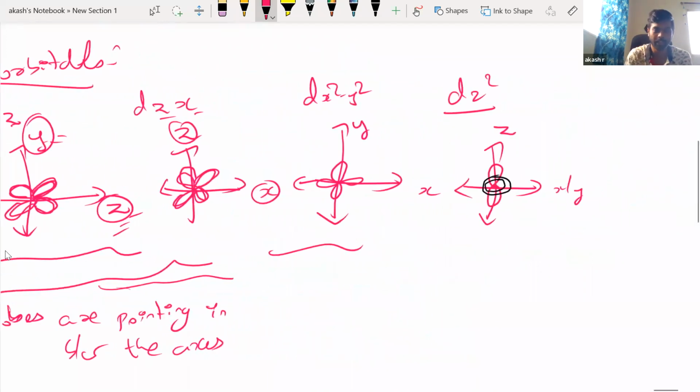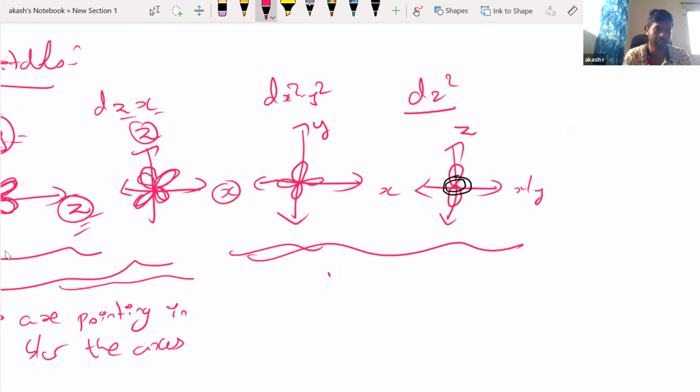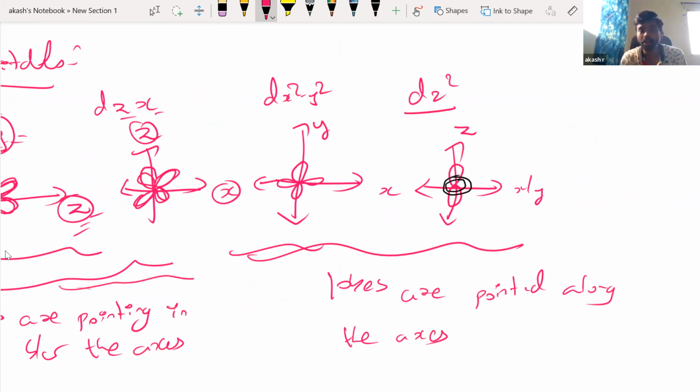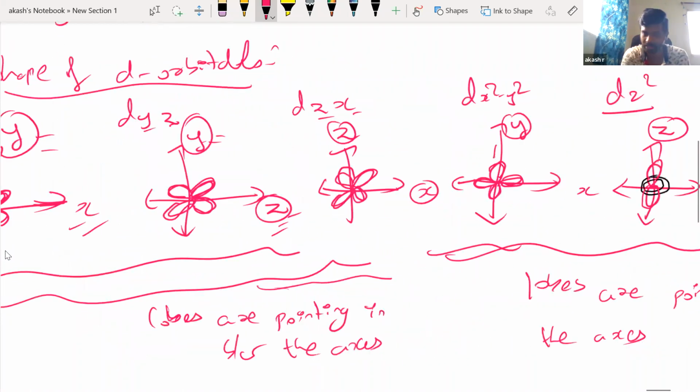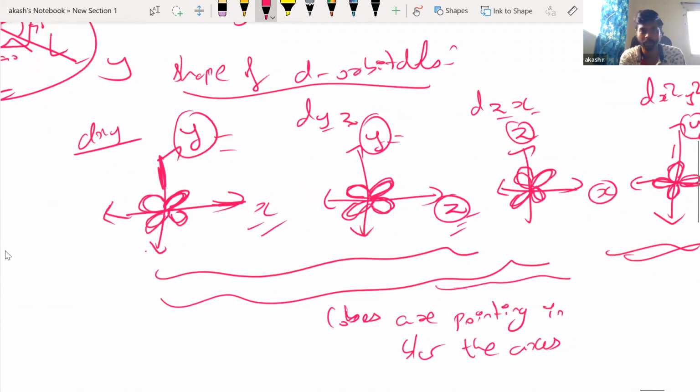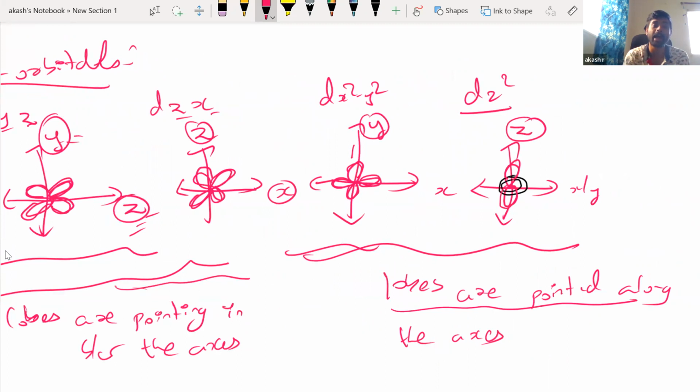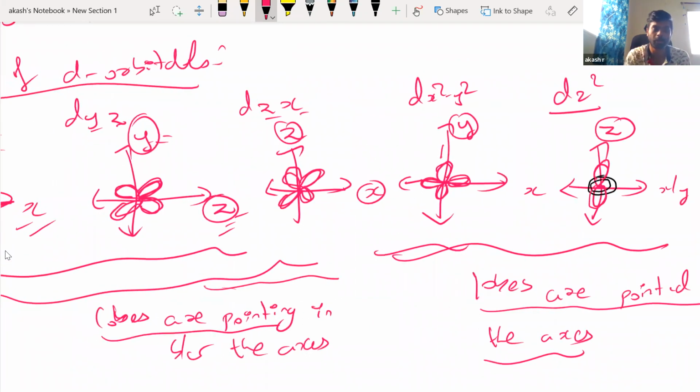But here, if you check dx squared minus y squared and dz squared, the lobes are pointed along the axis. This is your y-axis. Along the axis, we have a lobe. Along the x-axis, we have a lobe. Again, along the y-axis, along the z-axis, along the x-axis. Now here also, along the z-axis, you have a lobe. So that is the difference between your first 3, that is dxy, dyz, and dzx. That is the first part. The other part is dx squared minus y squared and dz squared, where the lobes are pointed along the axis. For the first 3, the lobes are pointing in between the axes.